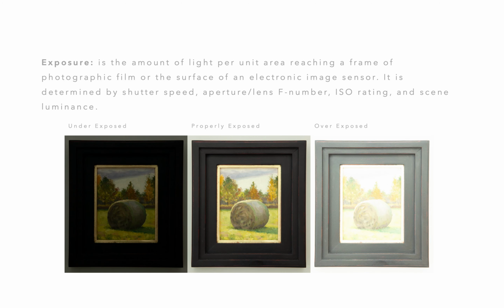So we're going to start off with some basic photography terms. Exposure. This one's fairly basic. We're all aware of it. It's the amount of light per unit area reaching a frame or photographic film or the surface of an electronic image or sensor. It is determined by the shutter speed, aperture, so the lens f number, ISO rating, as well as the amount of light that exists within the scene.